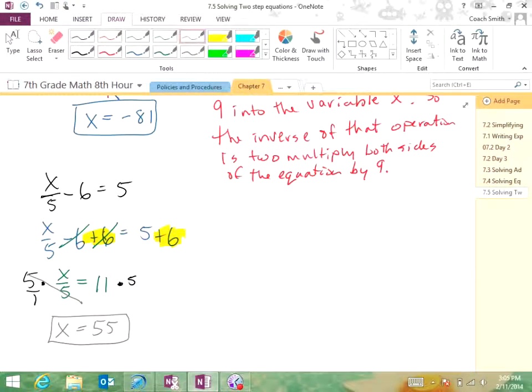Okay, so I want you to try this one. E over 9 minus 3 equals 3. And it's not 0, so don't say it's 0.